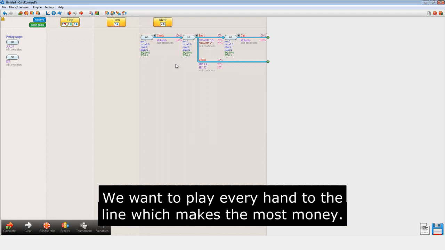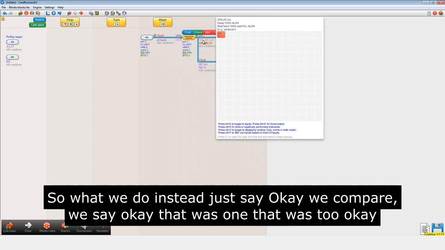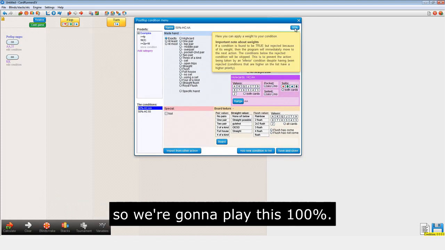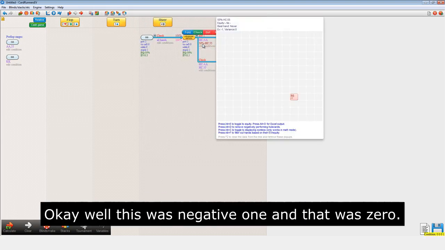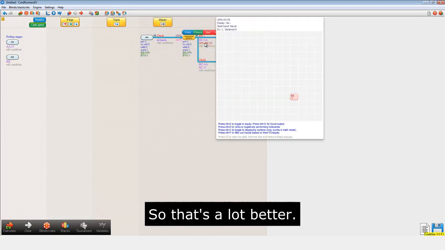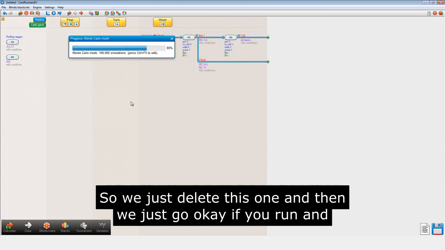And to do that, we want to play every hand to the line which makes the most money. So what we do instead is we compare. We say, okay, that was 1, that was 2. Okay, so we're going to play this 100%. And we go, okay, well, this was -1 and that was 0, so that's a lot better. So we just delete this one. And then we just go, okay, EV run.